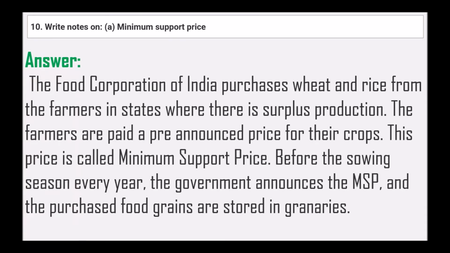Next, write notes on minimum support price. The Food Corporation of India purchases wheat and rice from the farmers in states where there is surplus production. The farmers are paid a pre-announced price for their crops. This price is called minimum support price. Before the sowing season every year, the government announces the MSP, that is minimum support price, and the purchased food grains are stored in granaries.